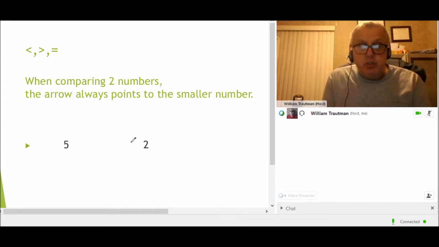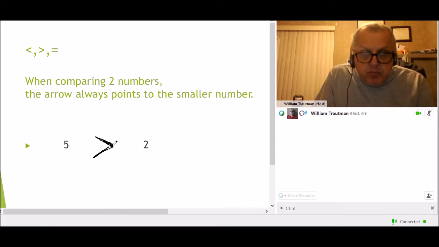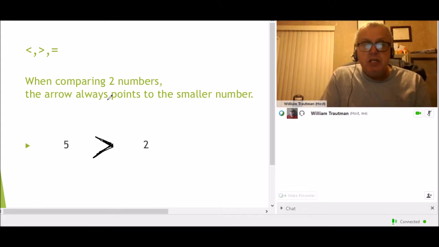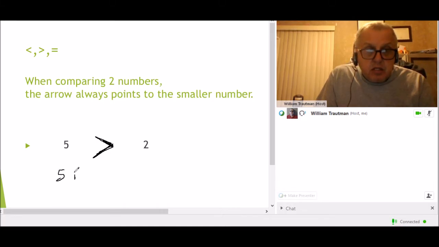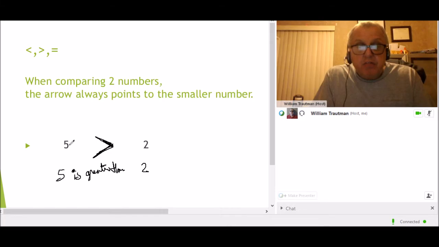I have 5 and 2. Which is the smaller number? Obviously, 2 is smaller than 5. The arrow always points to the smaller number. Okay? Now, you can actually read this and say 5 is greater than 2. And when you read this, you're going to read it from left to right, 5, and then the big part, 5 is greater than 2. The arrow always points to the smaller number.